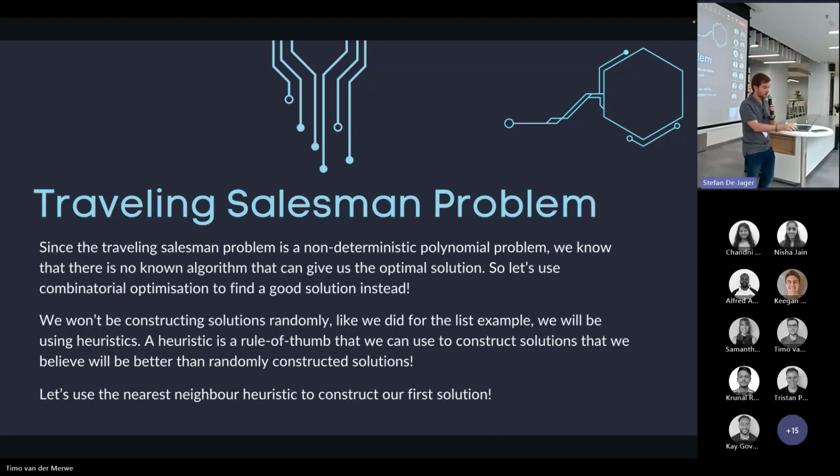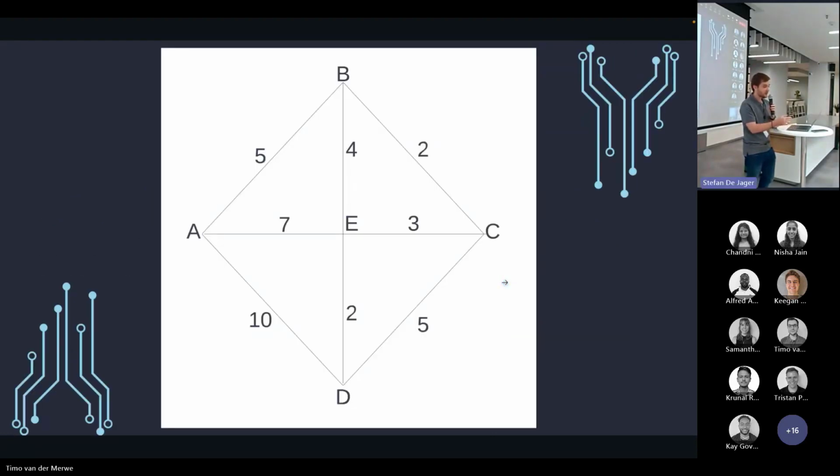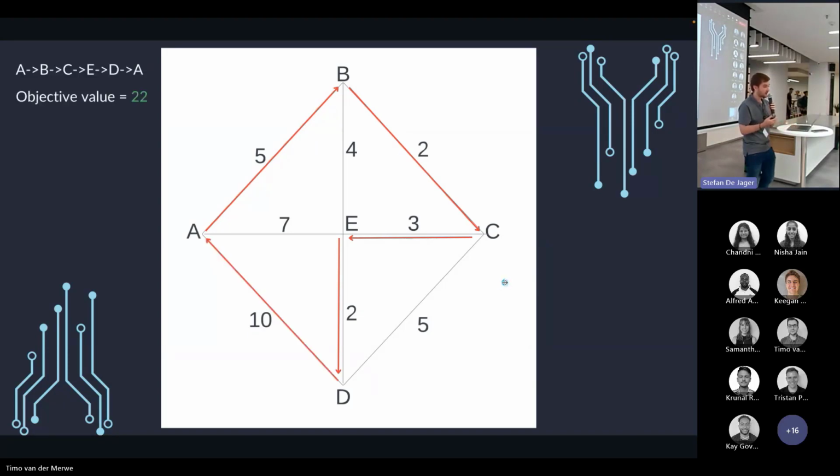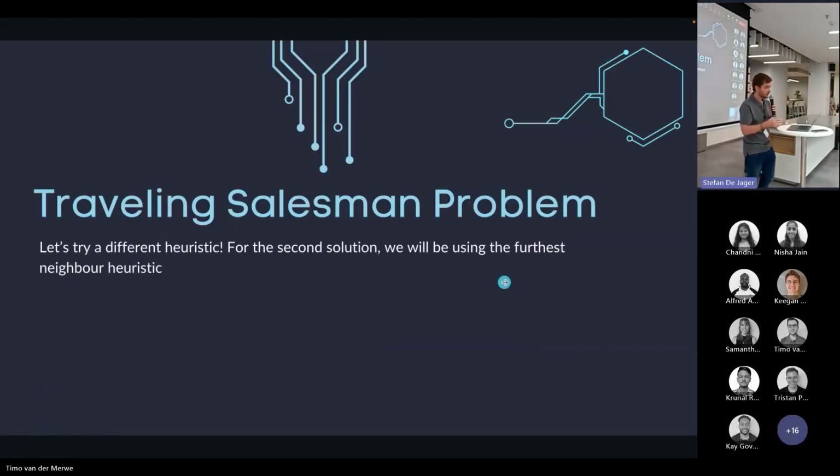So let's create our solution. The salesman is going to start at city A, and we can see that the city closest to A is B. So we go from A to B, and then closest to B is C. So we go from B to C, and then closest to C is E. So we go from C to E, and then E to D, and then it goes back to A. And we found our first solution. This solution has an objective value of 22, which is the total distance that the salesman is going to have to travel.